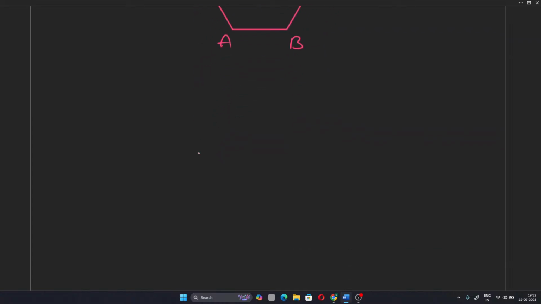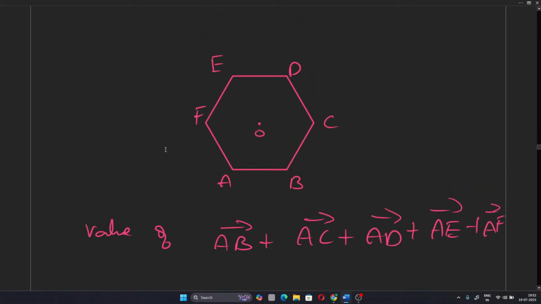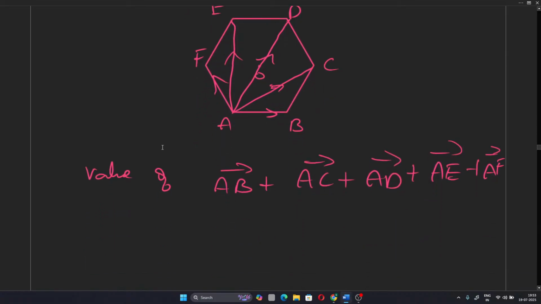Then they are asking the value of AB vector plus AC vector plus AD vector plus AE vector plus AF vector. All are having A. When we take AB vector, it is in this direction. AC vector, it's in this direction. AD vector, it's in this direction. And AE vector, it's in this direction. And AF vector, it's in this direction. Law of polygon.